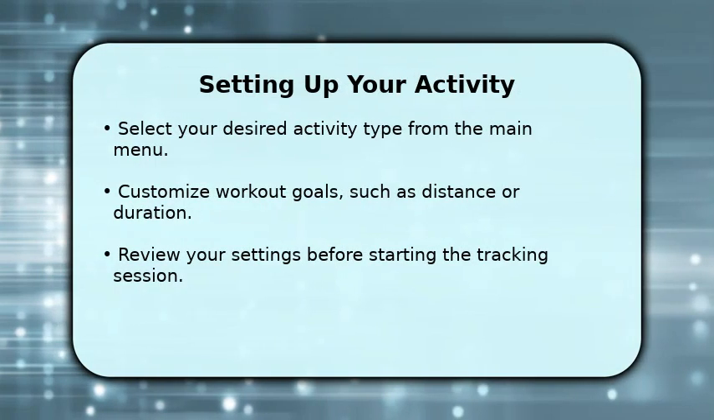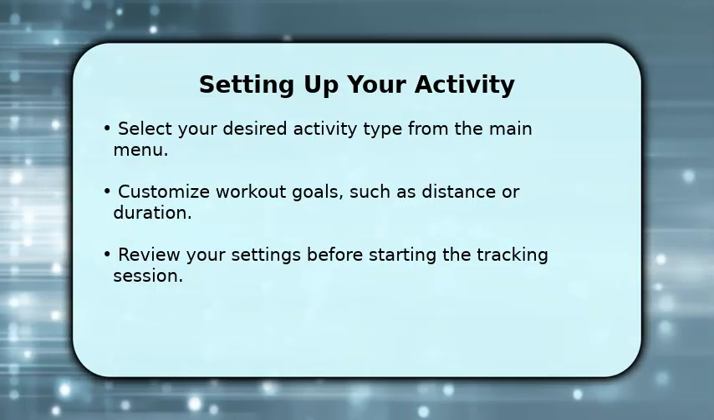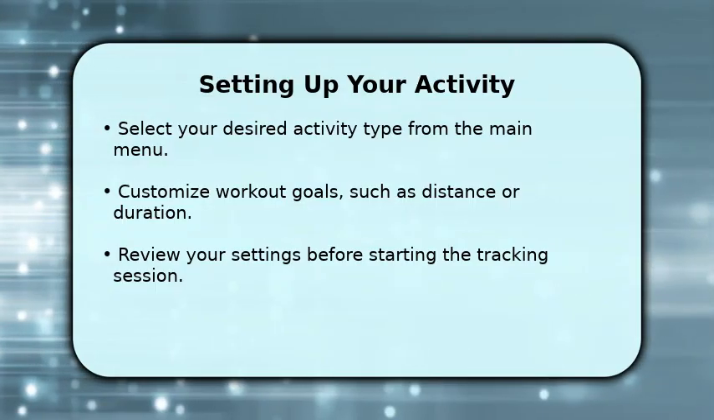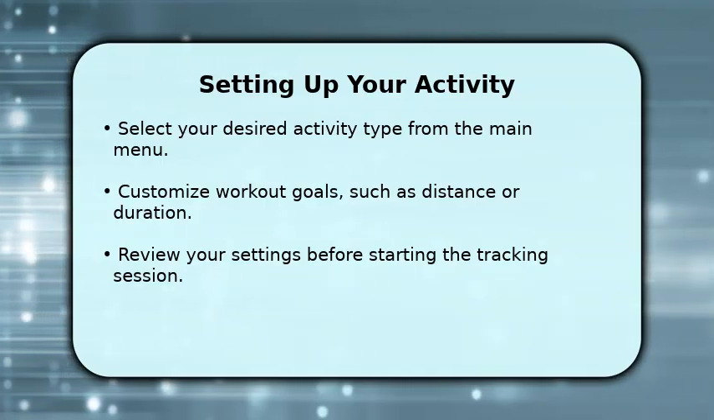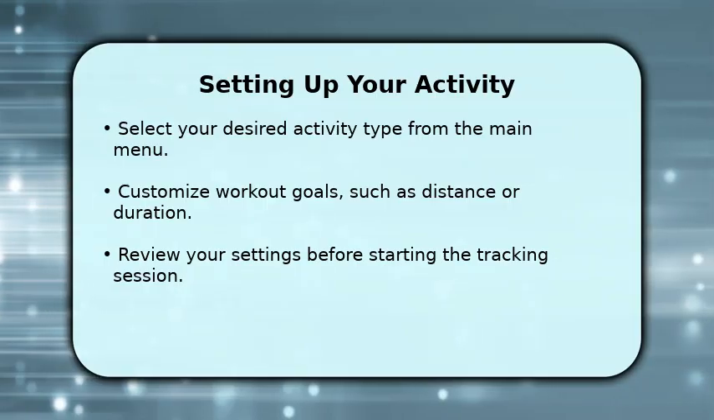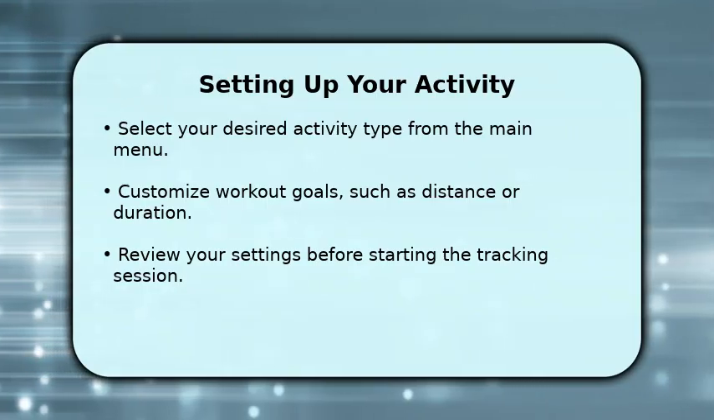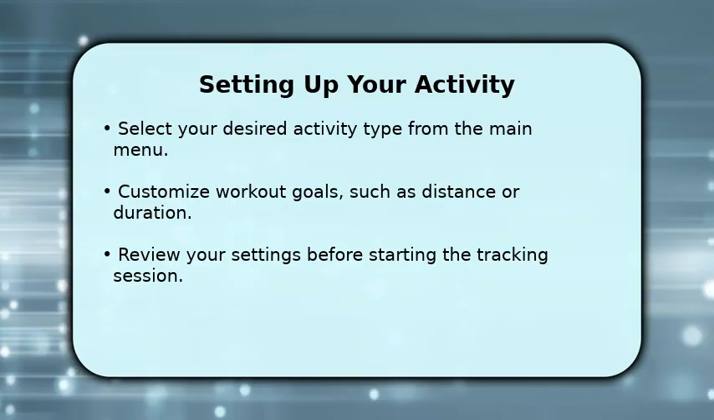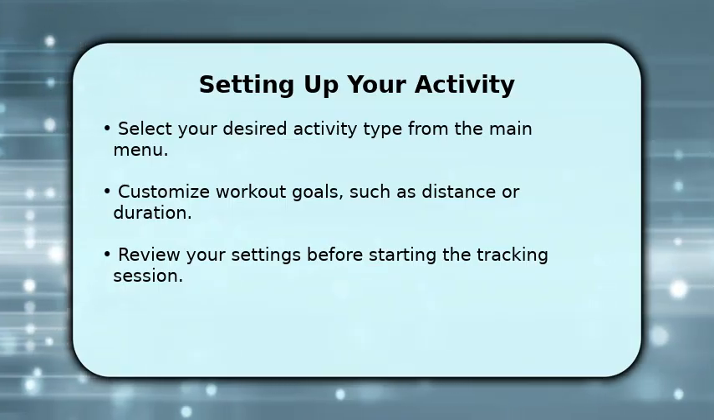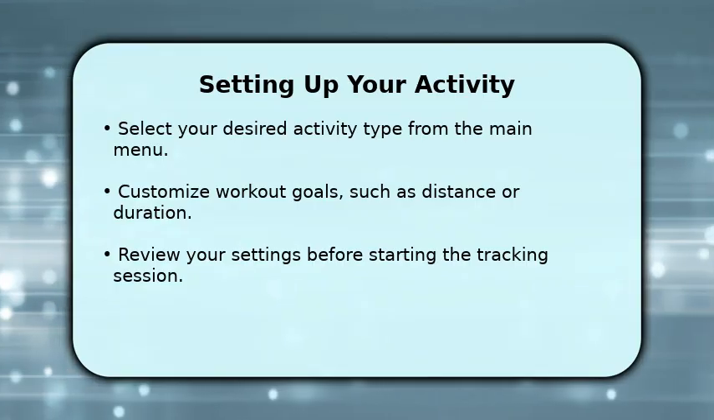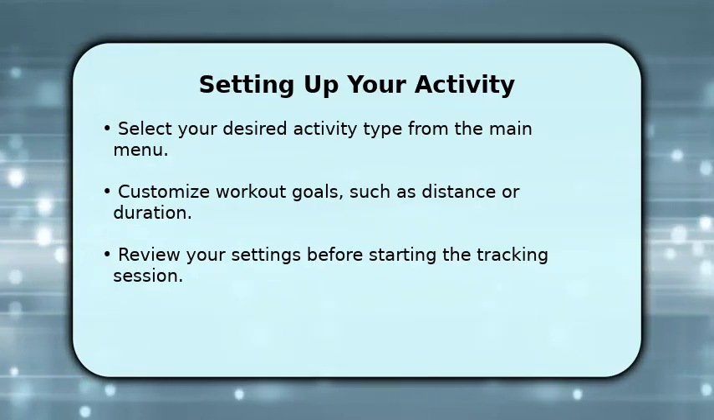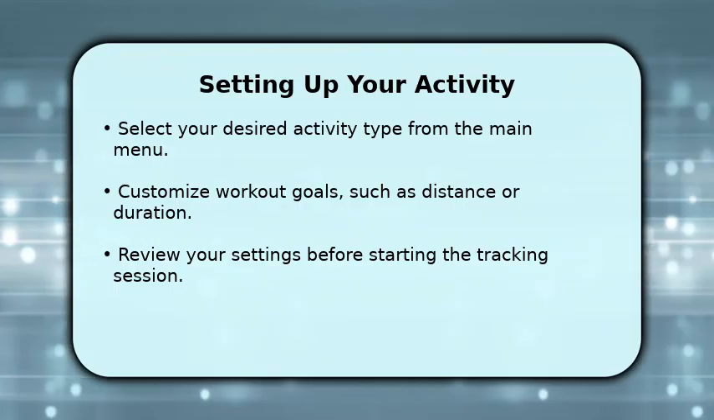Now let's set up an activity. From the main dashboard, tap the plus icon or Start Activity button. Choose your activity type, whether it's running, cycling, or a gym workout. You can then customize your goals, perhaps aiming for a 5-kilometer run or a 30-minute session. The app allows for flexible goal setting to match your fitness level. Double-check your selections, and you are all set to begin your workout.